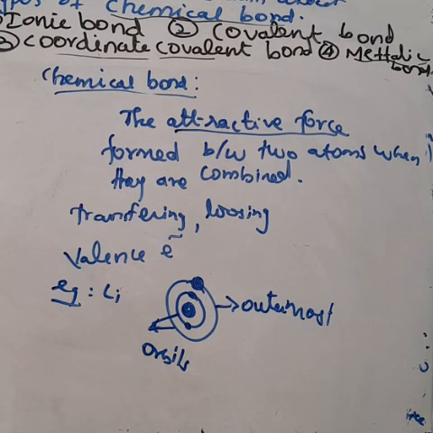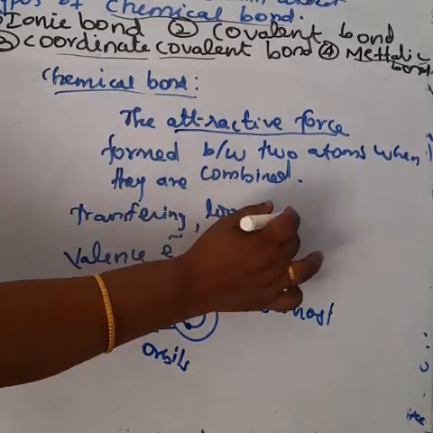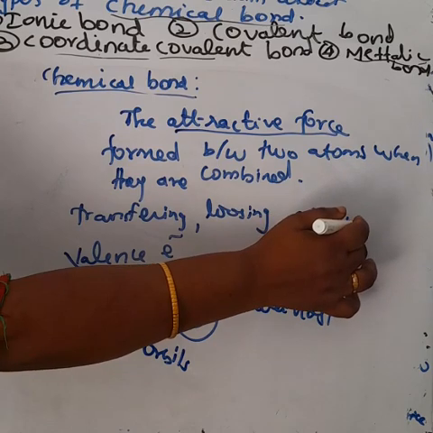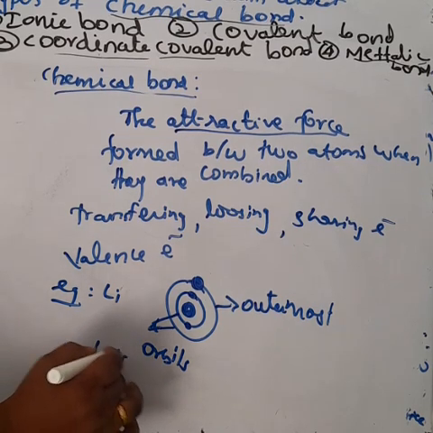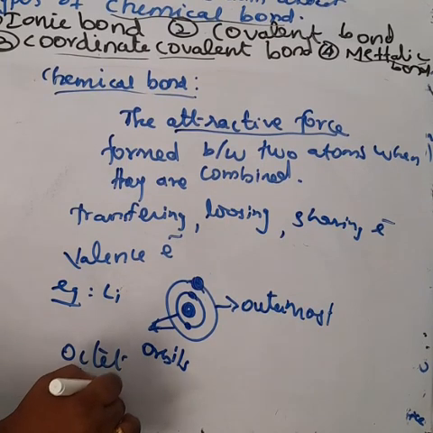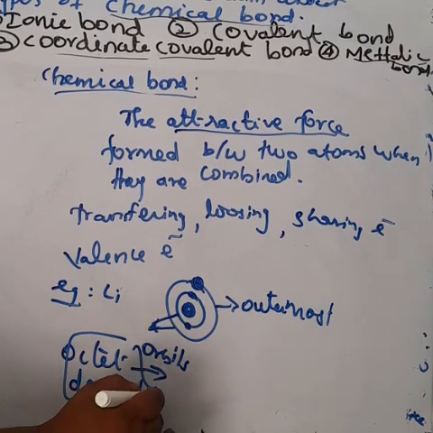So how is the chemical bond formed? By transferring or sharing or gaining or losing the electrons from the outermost orbit. Why is it losing or sharing? Because every atom should have a stable octet or doublet configuration. What do you mean by octet configuration or doublet configuration?